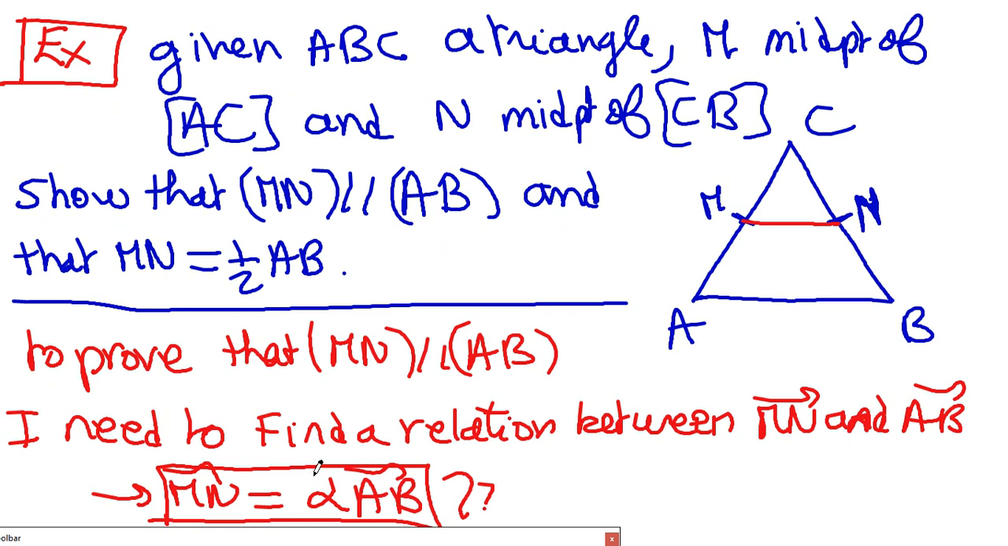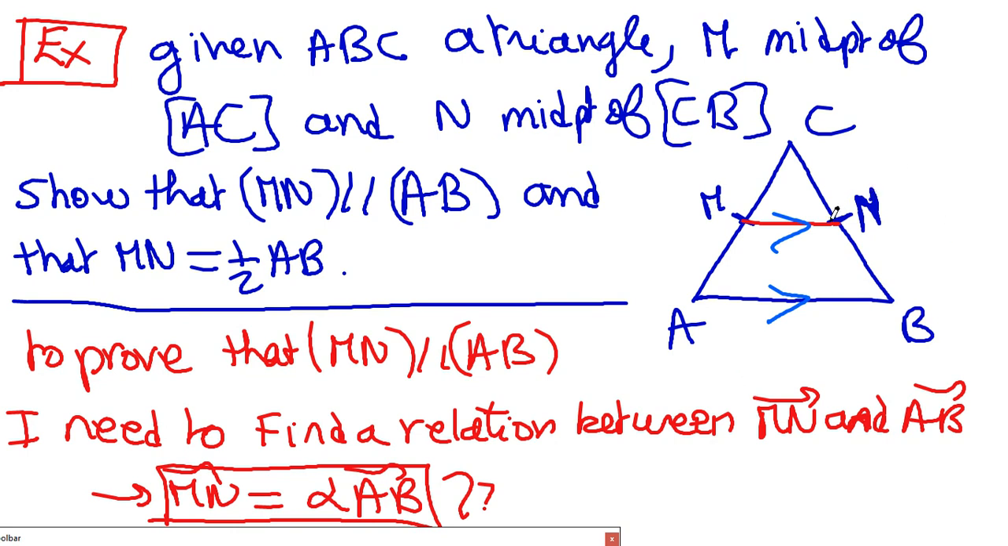Let's move to an example, the last example here. Given ABC a triangle, I have M the midpoint of AC and N the midpoint of BC. I need to prove that MN is parallel to AB and that MN is equal to half AB. To be able to prove that those two are parallel, I need to write a relation between MN and AB. So I should think about how to write MN equal to alpha AB.